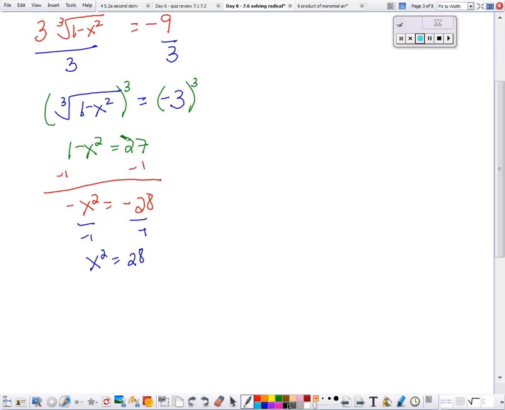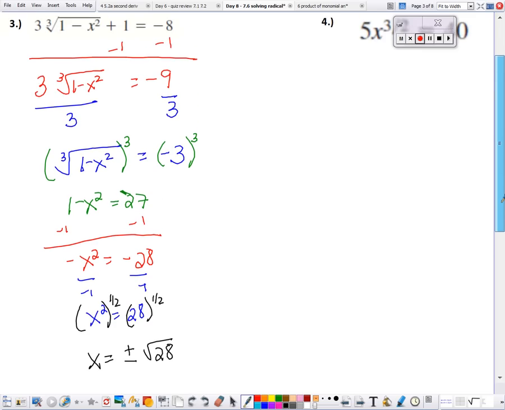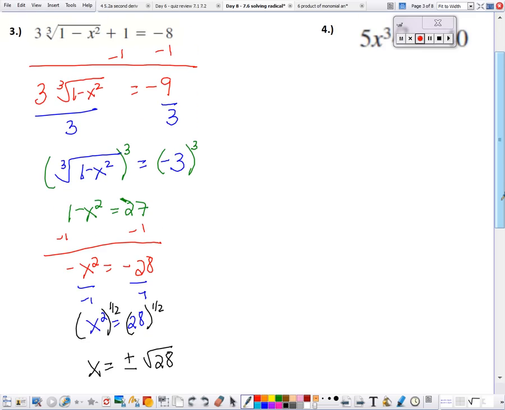And now to keep solving, I need to eliminate this power of 2. So I'm going to raise both sides to the 1/2. That's the same thing as square root. So I could say the square root of 28. But since this is an even rational exponent, or an even radical, I need plus or minus in my answer. So now we have to check and see, are both plus root 28 or negative root 28 solutions?